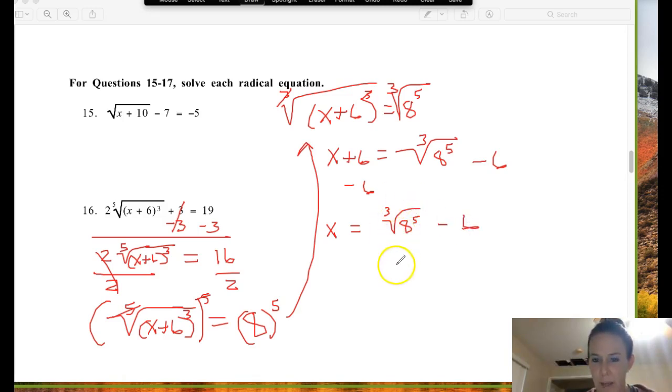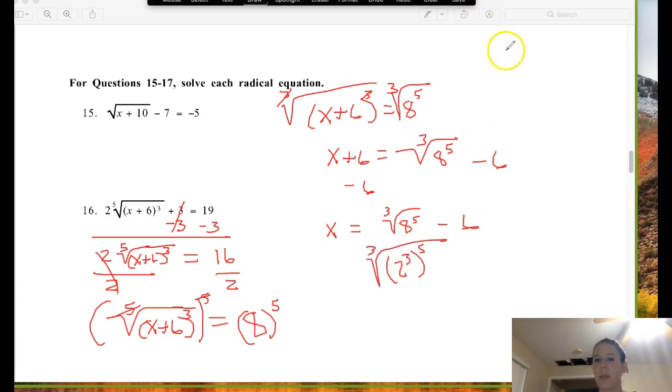Does this simplify? Well, this is the same as 8 to the power of 5 divided by 3 minus 6. Okay, that's what x equals. Now, 5 doesn't divide by 3, so that doesn't help me. So I'm going to break this up. Let's see. I know 8 is 2 cubed. And I'm going to take that to the 5th power. And then I'm going to cube root that.